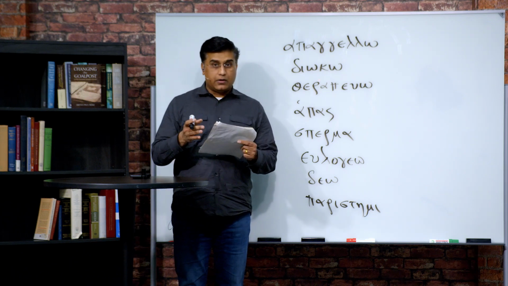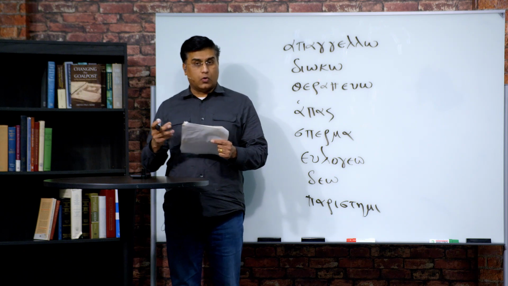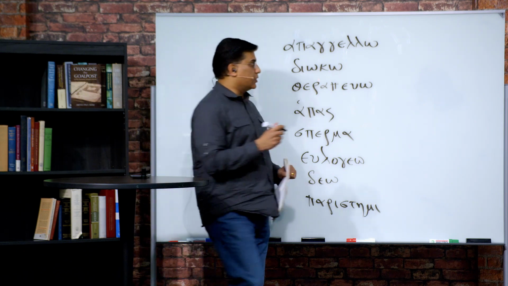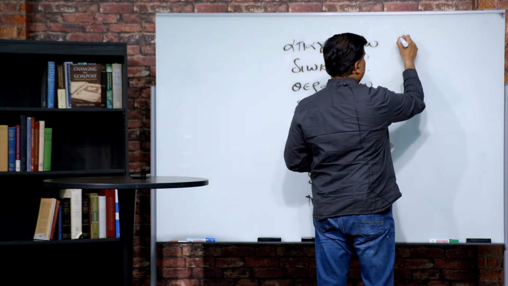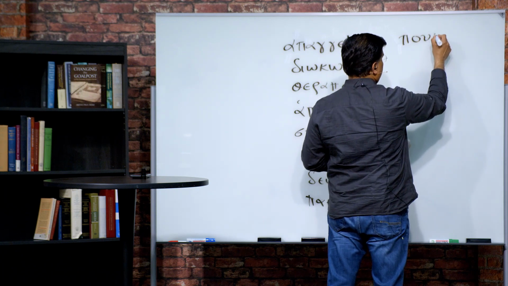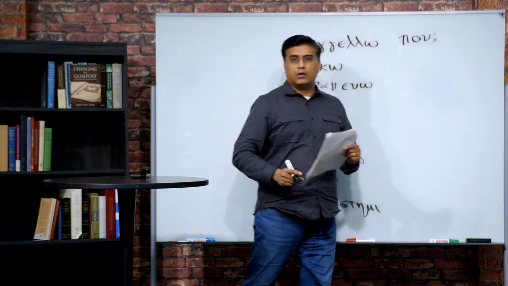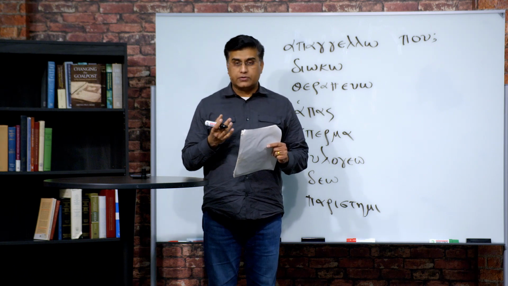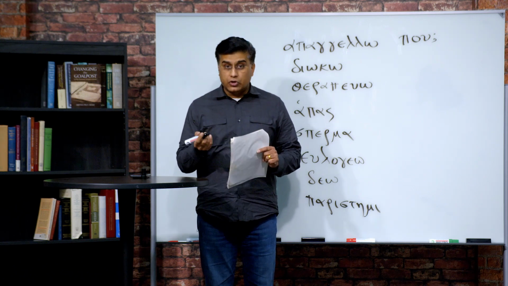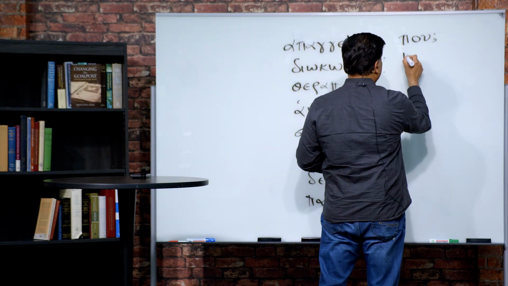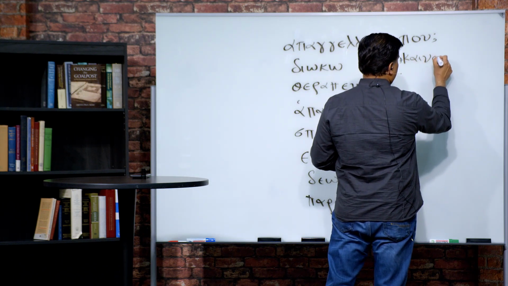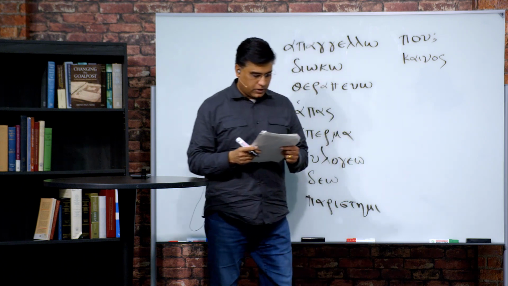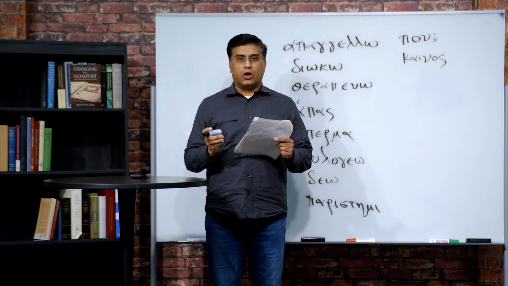Pou is where with a question mark or to where with a question mark. So pou, where or to where. Next is kainos. Kainos is new. Next is oligos.